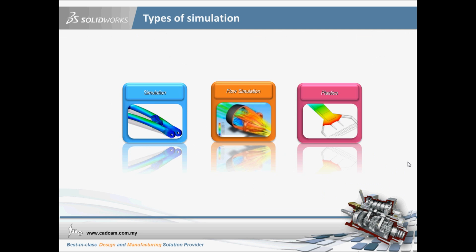In general, SolidWorks simulations split into three types of simulations. We have the finite element analysis, or what we call SolidWorks Simulation. Then we have CFD, computational fluid dynamics, where we can perform internal and external flow, laminar and turbulent flow. And last but not least, we have SolidWorks Plastics, which we use to predict plastic injection for plastic design.